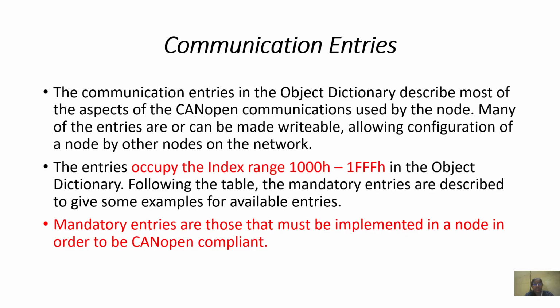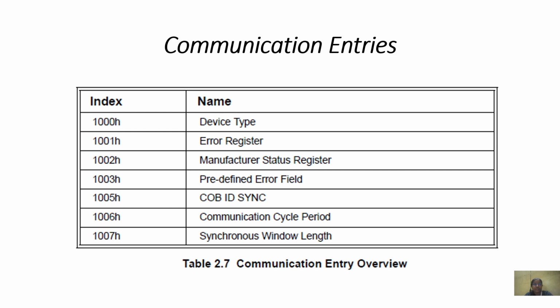So the next thing will be the communication entries. The communication entries in the OD describe most of the aspects of the CANopen communications used by the node. Many of the entries can be made writable, allowing configuration of the node by other nodes on the network. The entries occupy the index range of 1000 to 1FFF in the object dictionary table. Mandatory entries are those that must be implemented in a node in order to be CANopen compliant. So this is your CAN communication entry overview.